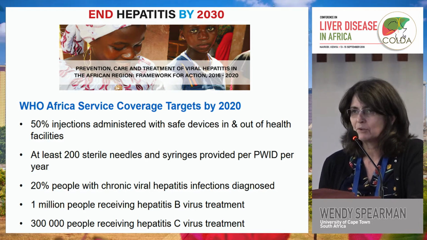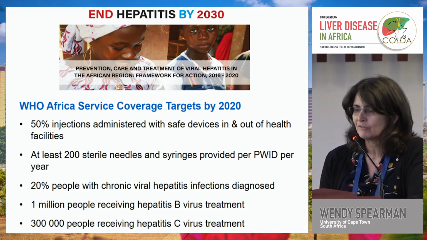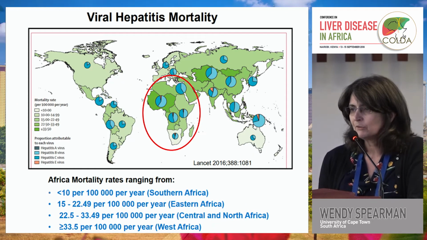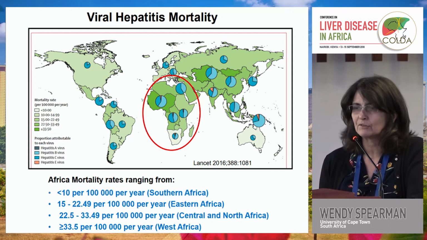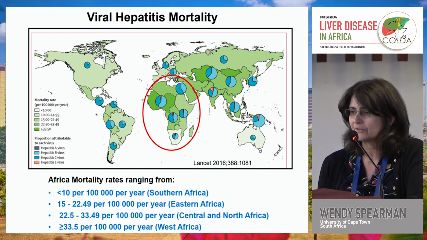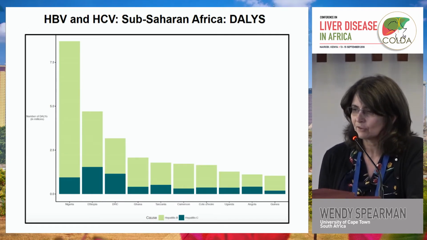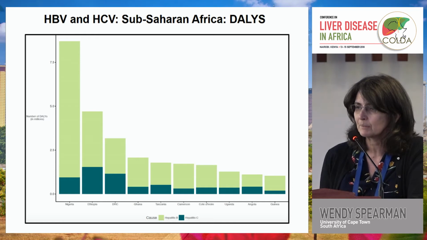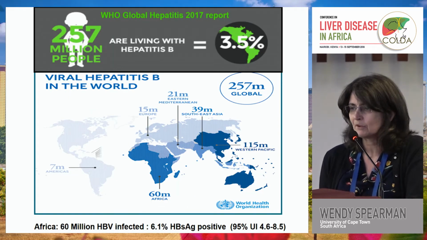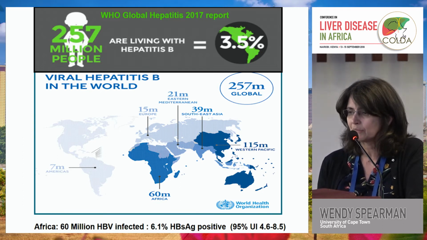In terms of diagnosis, 20% should have been diagnosed, 1 million treated for hepatitis B, and 300,000 receiving hepatitis C treatment. But as we'll see in the following slides, we're falling well short of this. In terms of mortality for viral hepatitis, the mortality varies across the region, lowest in Southern Africa at less than 10 per 100,000, and highest in West Africa at greater than 33.5. This slide shows the real burden of morbidity associated with hepatitis B, and hepatitis B and C, particularly hepatitis B, across sub-Saharan Africa. As we know, 60 million are estimated to be infected with a prevalence of 6.1%.